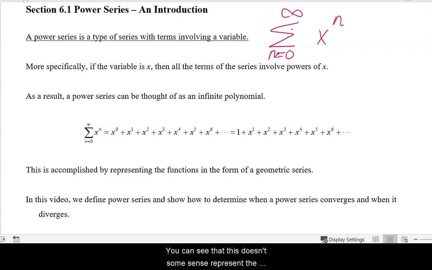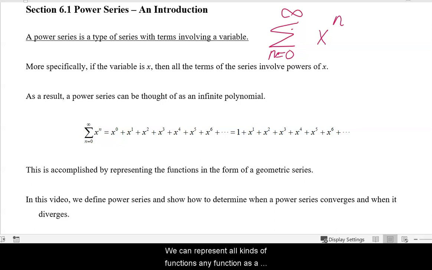You can see that this does in some sense represent the idea of an infinite polynomial, one where the terms go forever and ever and ever. Remember that a polynomial must have real coefficients and whole numbers as powers on the variable. By whole numbers, we mean the numbers 0, 1, 2, 3, 4, 5, etc. In other words, the counting numbers plus 0.